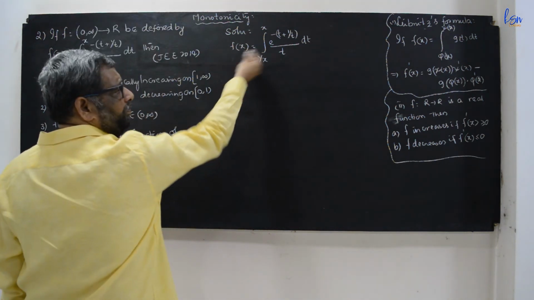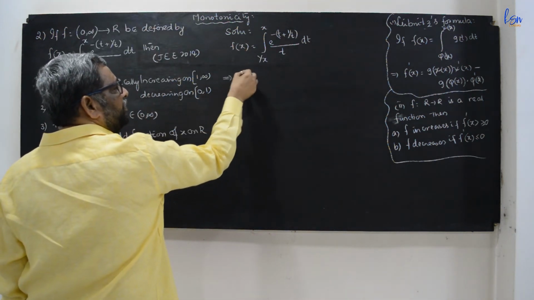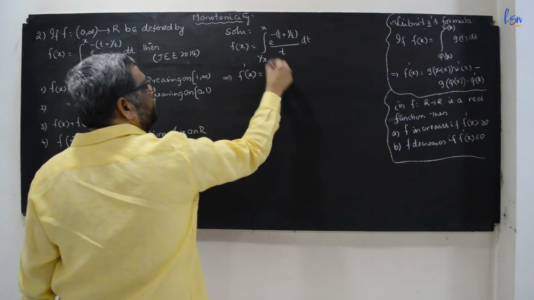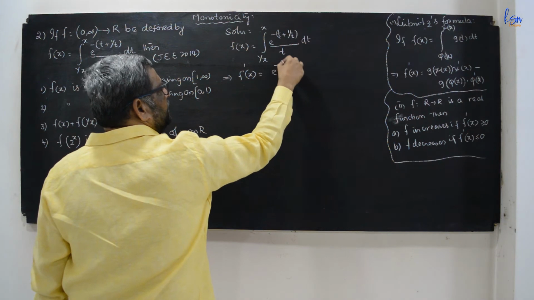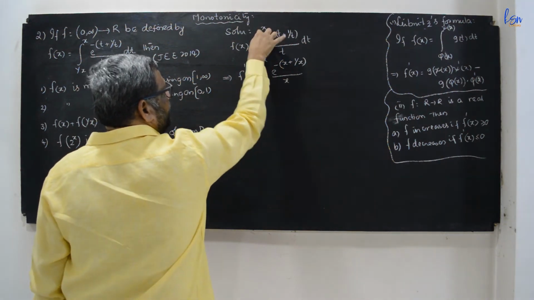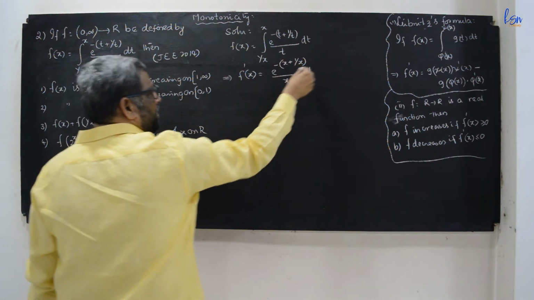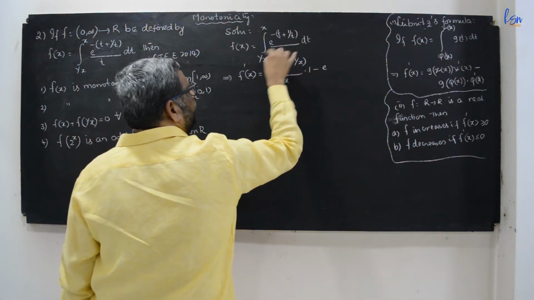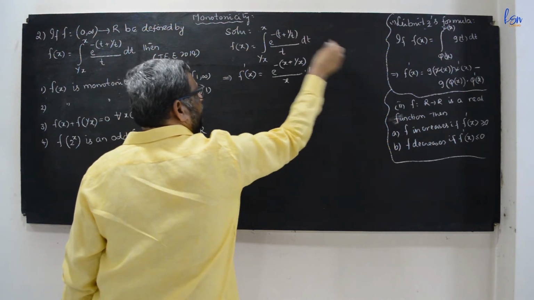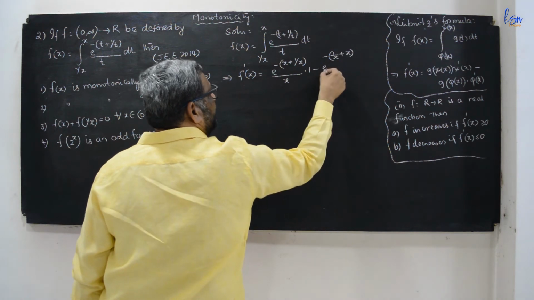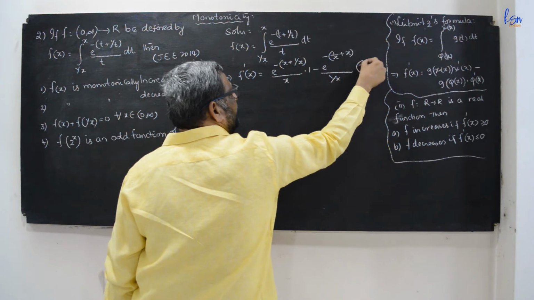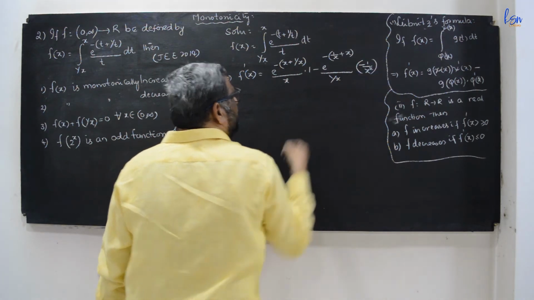Now let us differentiate it with respect to x. f'(x) is equal to e to the power of minus (x + 1/x), the upper limit, into the derivative of x, which is 1, minus e to the power of minus (1/x + x), into the derivative of 1/x, which is minus 1/x².